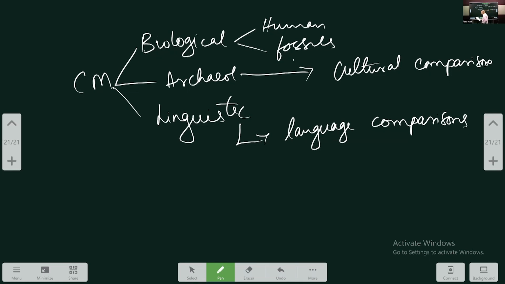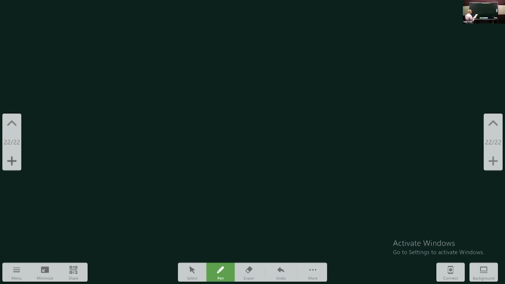So you can say all of these are the different ways in which comparative method can be used. Clear? Next, 3, anthropology and colonialism. Now, this is again a very broad and analytical topic. There is no fixed right answer for this.